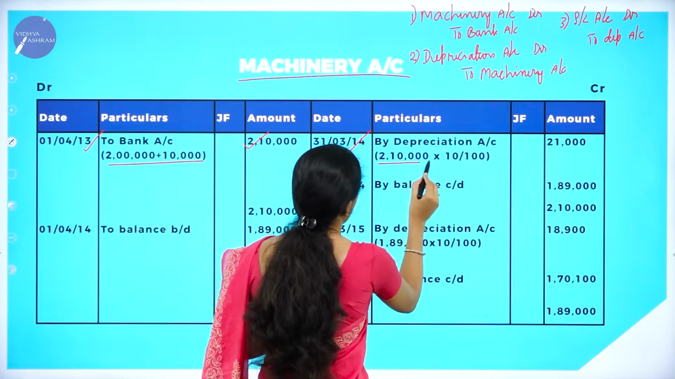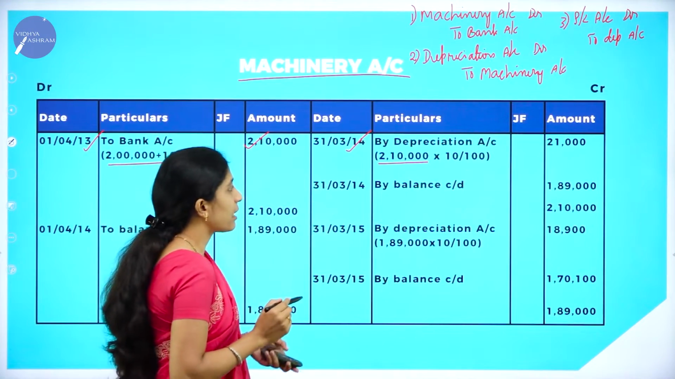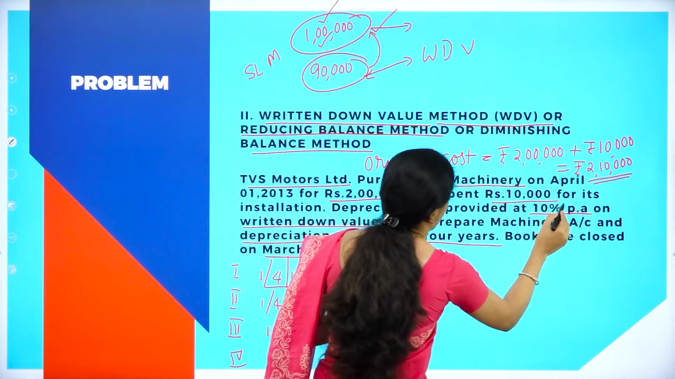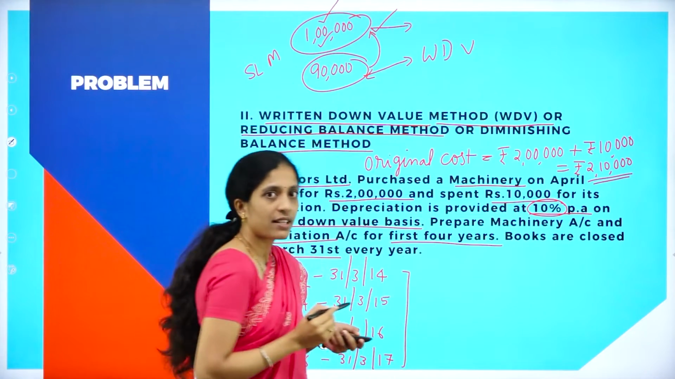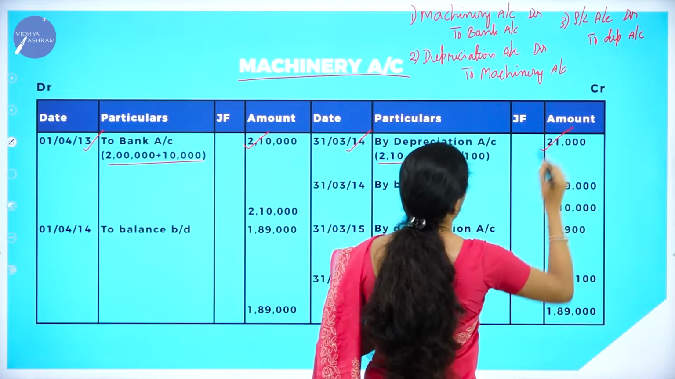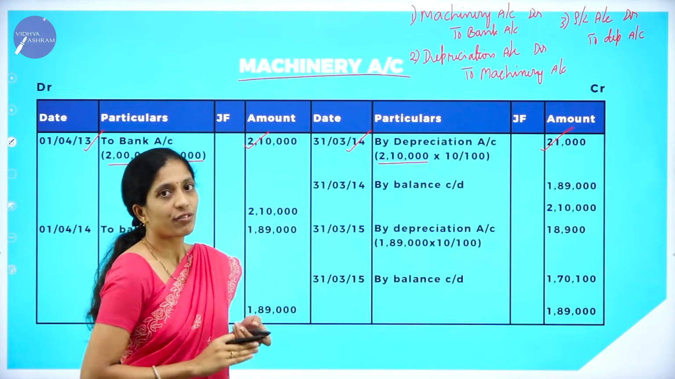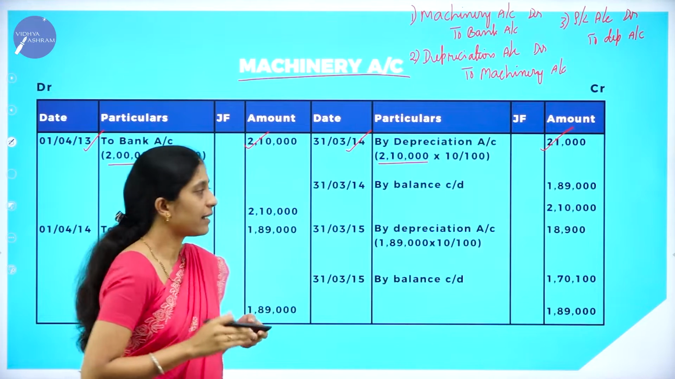Now in the first year, we are going to calculate on the original cost, that is 2 lakh 10,000, and what is the percentage? Here clearly they have given, that is 10%. So into 10%, that is 10 divided by 100, we will get 21,000. Now balance both the sides. The balancing figure has to be carried down for the next year.